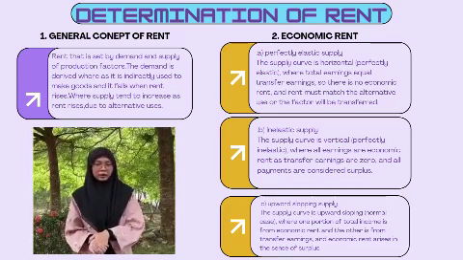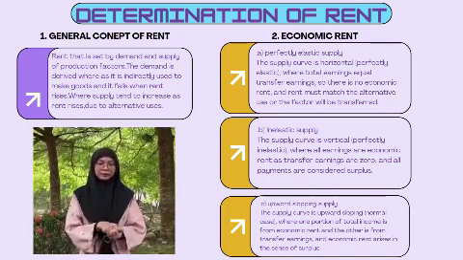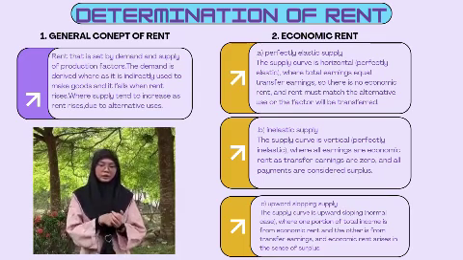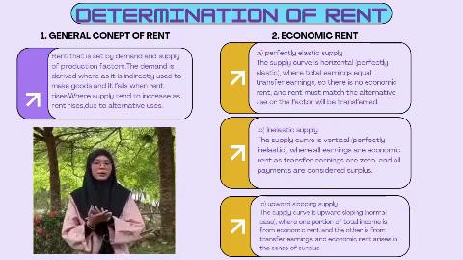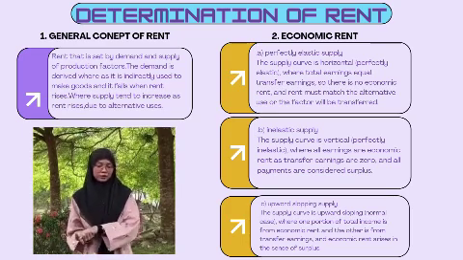Economic rent, we have three parts. First, perfectly elastic supply. The supply curve is horizontal, where total earnings equal transfer earnings, so there is no economic rent, and rent must match the alternative use of the factor to be transferred.